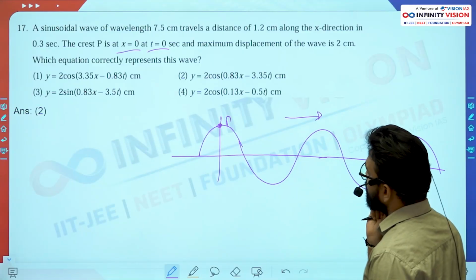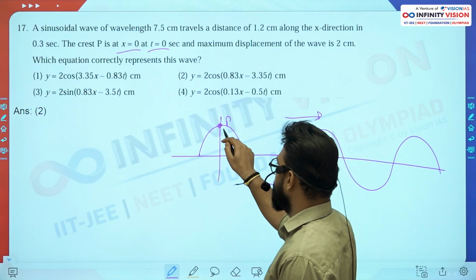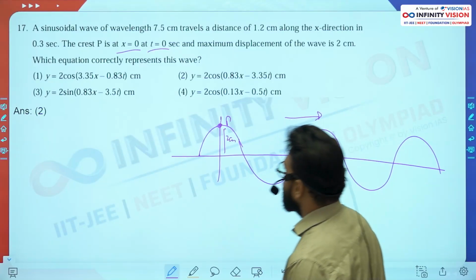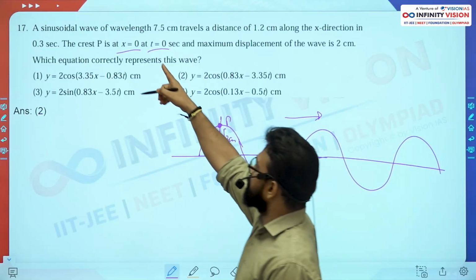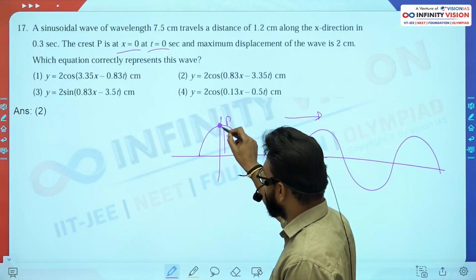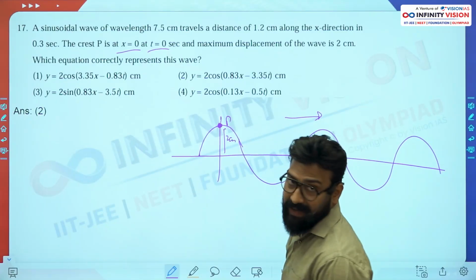And the maximum displacement of the wave is 2 centimeter. So that means this distance is 2 centimeter. So remember, since at x equal to 0, t equal to 0, it has a crest at this particular point. That means the displacement is maximum.